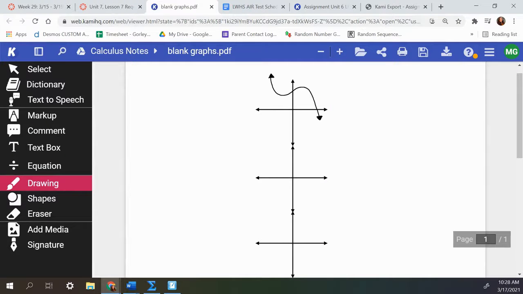Okay, so I want to go ahead and talk about how to graph the first and second derivative given this original function. Okay, so we're going to say that this is my original function up top, and we're going to use that original function to graph the first derivative and the second derivative.